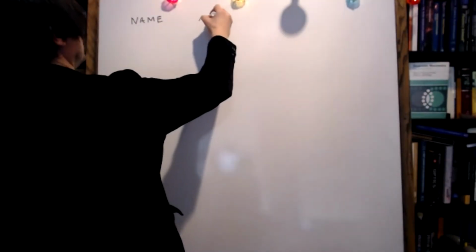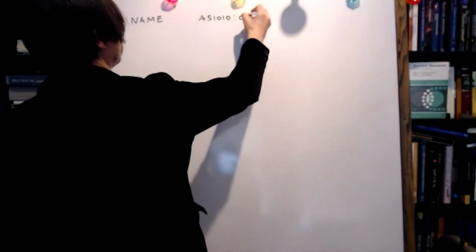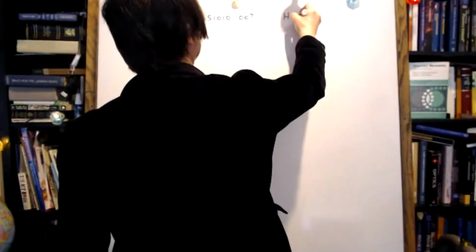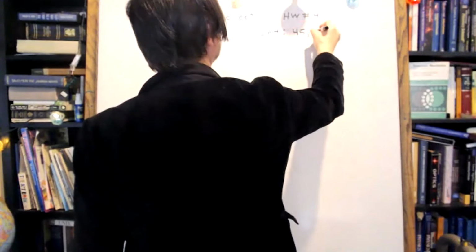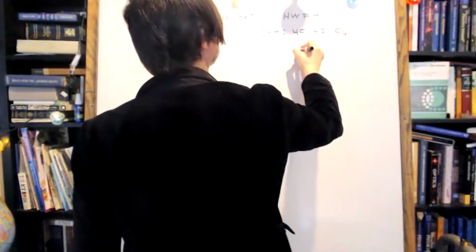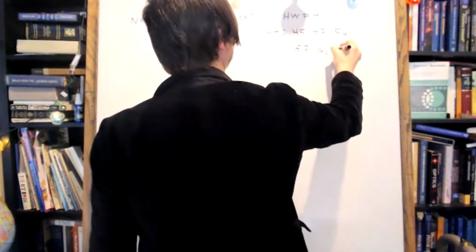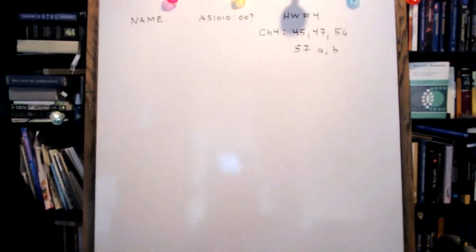All right, so we have name, AS1010 plus your section, and then we have homework number 4. Questions are chapter 4, questions 45, 47, 56, 57 A, B, and C only, and 58, A and C only.